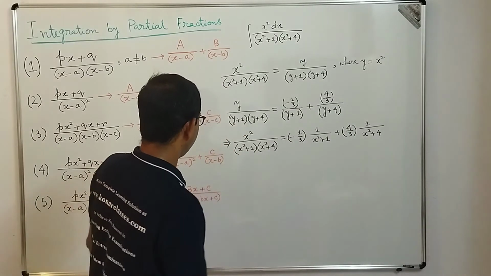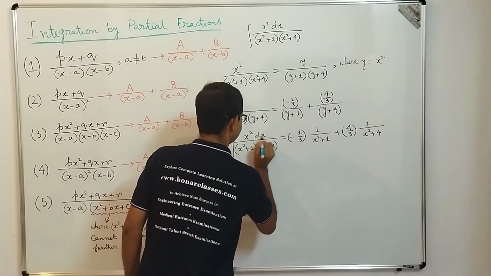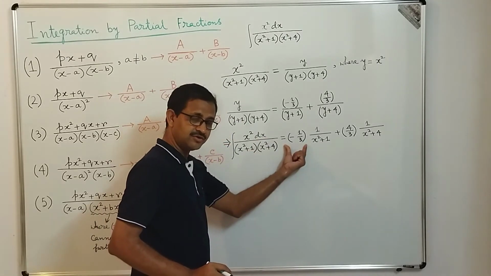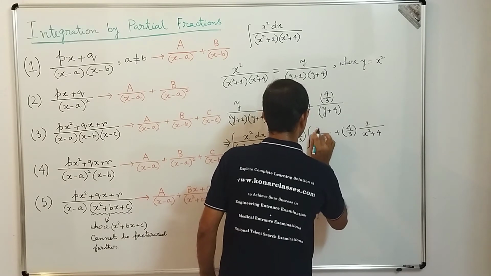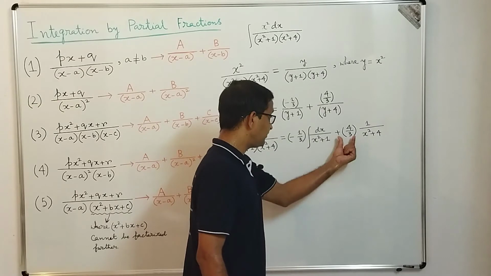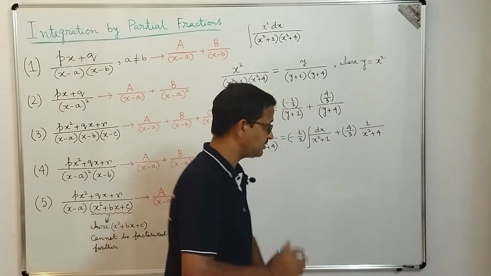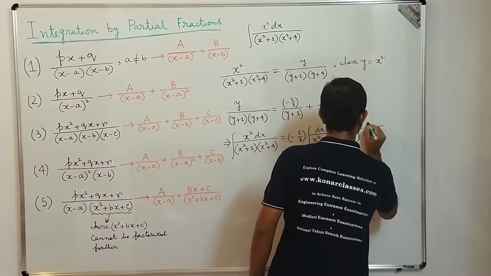Correct? Now if we perform integration of both the sides, so it will be integral of x square dx on the left. Minus 1 by 3 is a constant, it should be taken outside of the integration. So it will be integration of 1 into dx, meaning dx by (x square plus 1). 4 by 3 is a constant, it should be taken out of the integration. So the integration sign will be here. 1 into dx means it is dx.